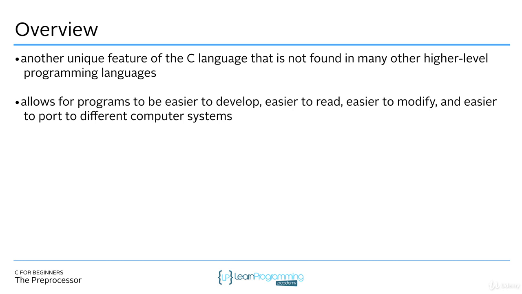It makes programs easier to read. It makes them easier to modify, and it makes them easier to port. So it allows for a lot of advantages. And so to have a description, understand what it is in an early learning of C is important.